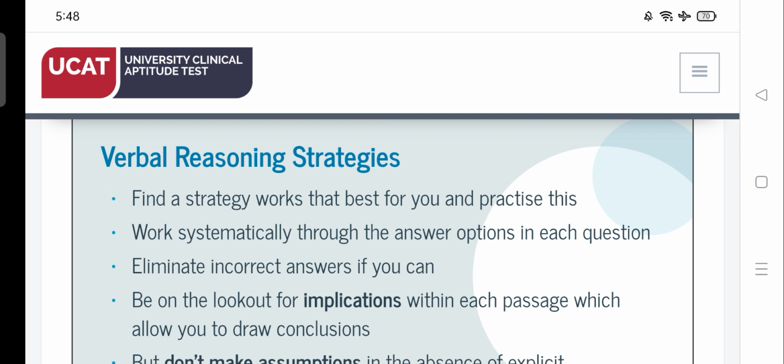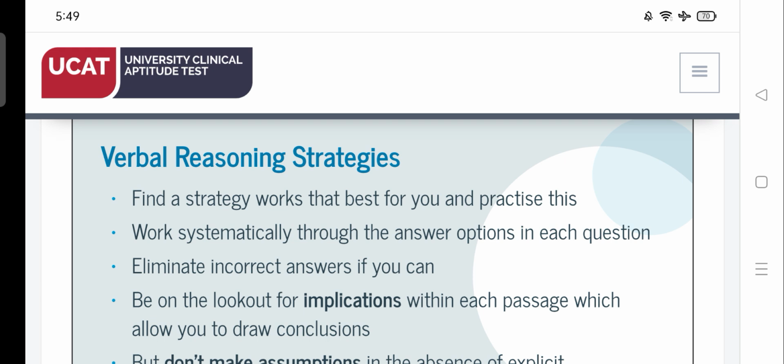Find a strategy that works best for you and practice this. While practicing your questions, you have to find a strategy that works best for you. So the strategy that will be less time consuming, the strategy that will give you the best information from the passage to solve the correct option.